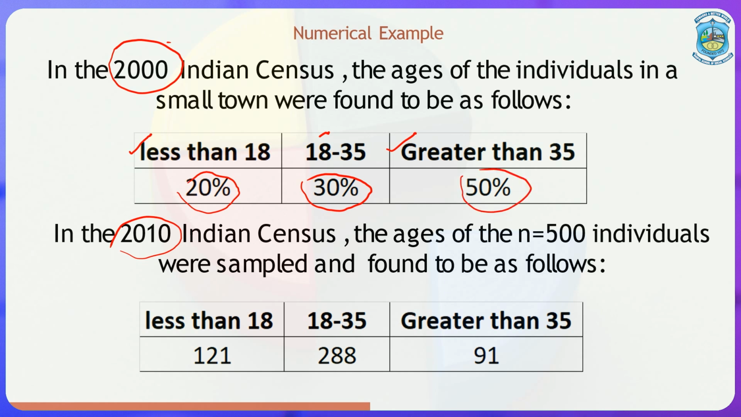Now, in 2010 the Indian census says the ages of individuals, and here we have a sample of n equal to 500. The ages of individuals were sampled and found to be as follows. So here we have the numbers and not the percentages. Less than 18 years it is 121, 18 to 35 it is 288, and greater than 35 it is 91.